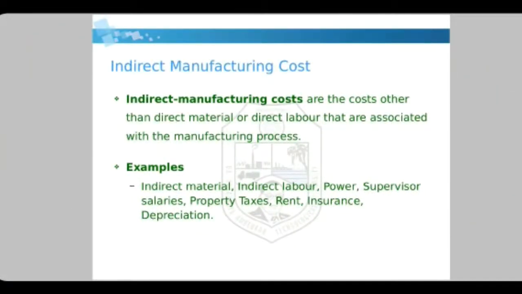Then indirect manufacturing costs are the costs other than direct material or direct labor that are associated with the manufacturing process. Other than direct material and direct labor cost, the remaining costs are known as indirect manufacturing costs. Examples: indirect material, indirect labor, power, supervisor salaries, property taxes, rent, insurance, depreciation. So these are the indirect costs which are not attributed directly to any product.